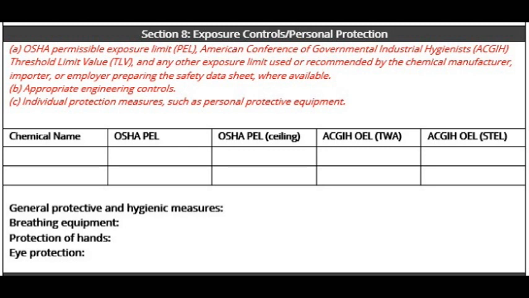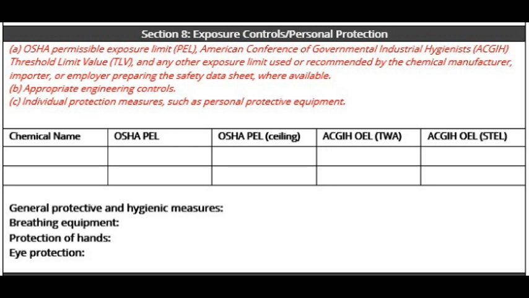The next line is appropriate engineering controls. Where possible, the best protection after eliminating the use of a chemical would be engineering controls. On this line of the SDS, the manufacturer may offer some controls for exposed employees.